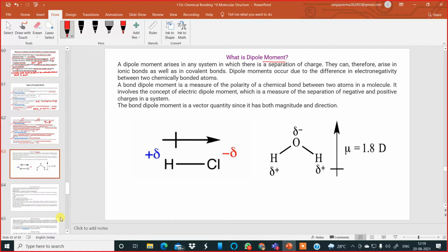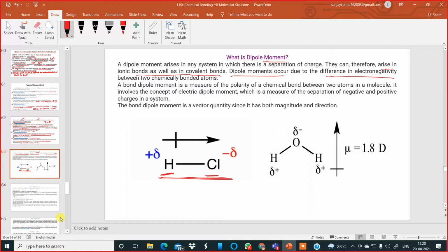Please keep in mind that dipole moment arises in any system in which there is a separation of charge. So wherever you have separation of charges, there is a dipole moment originating from the positive atom in the direction of the negative atom. It is directional. So they can arise in ionic bonds as well as covalent bonds. Dipole moments occur due to the difference in electronegativity between the two chemically bonded atoms.